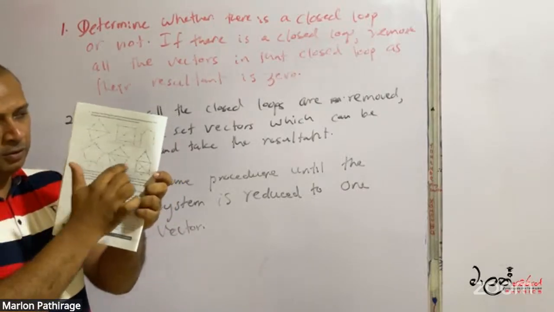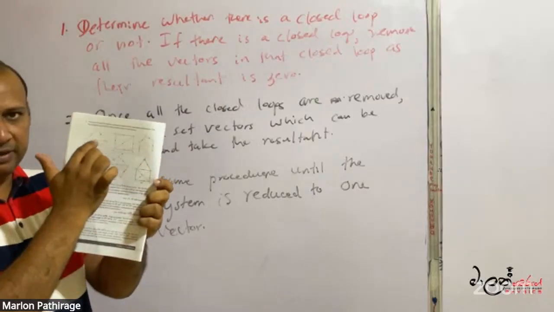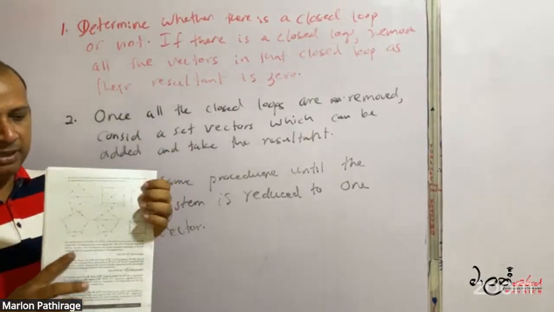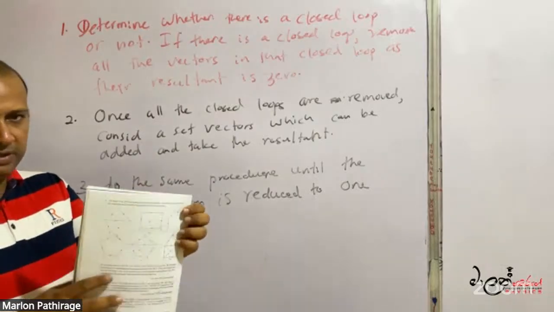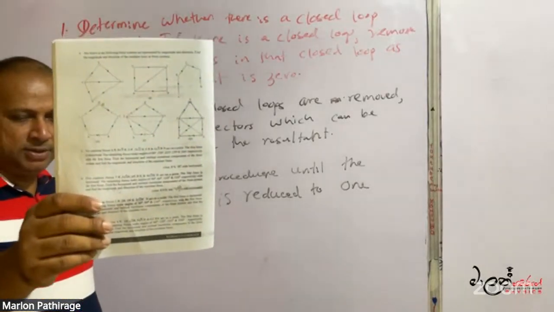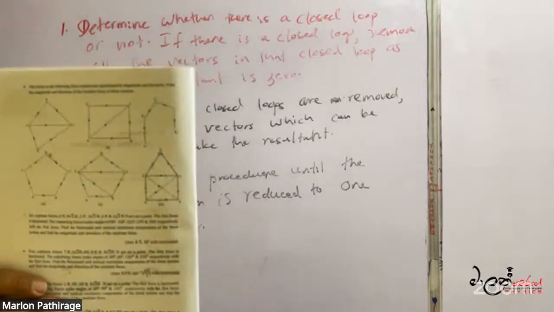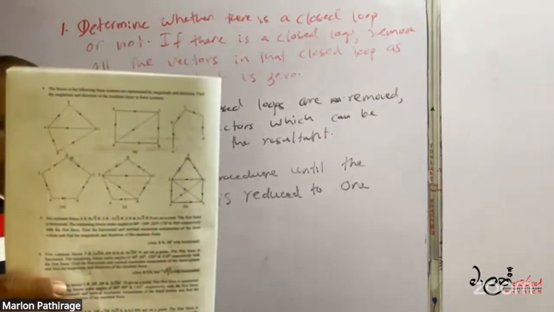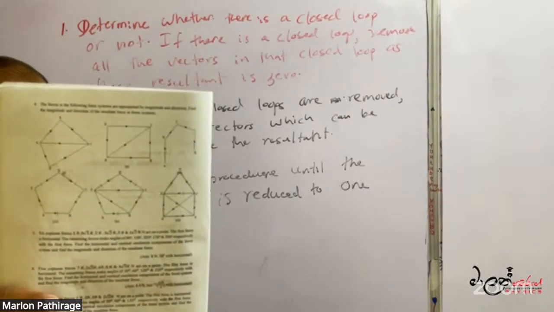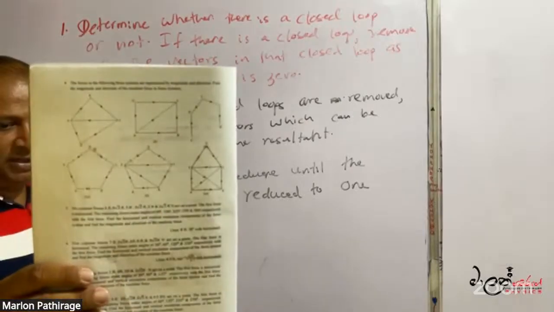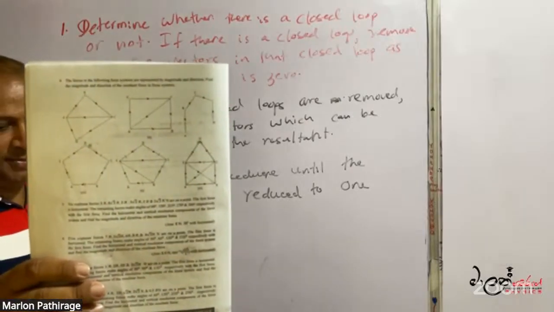You have to determine the resultant vector of those vector systems. Now there are 1, 2, 3, 4, 5, 6. There are 6 vector systems in question number 4. Please determine the resultant vector of those vector systems.